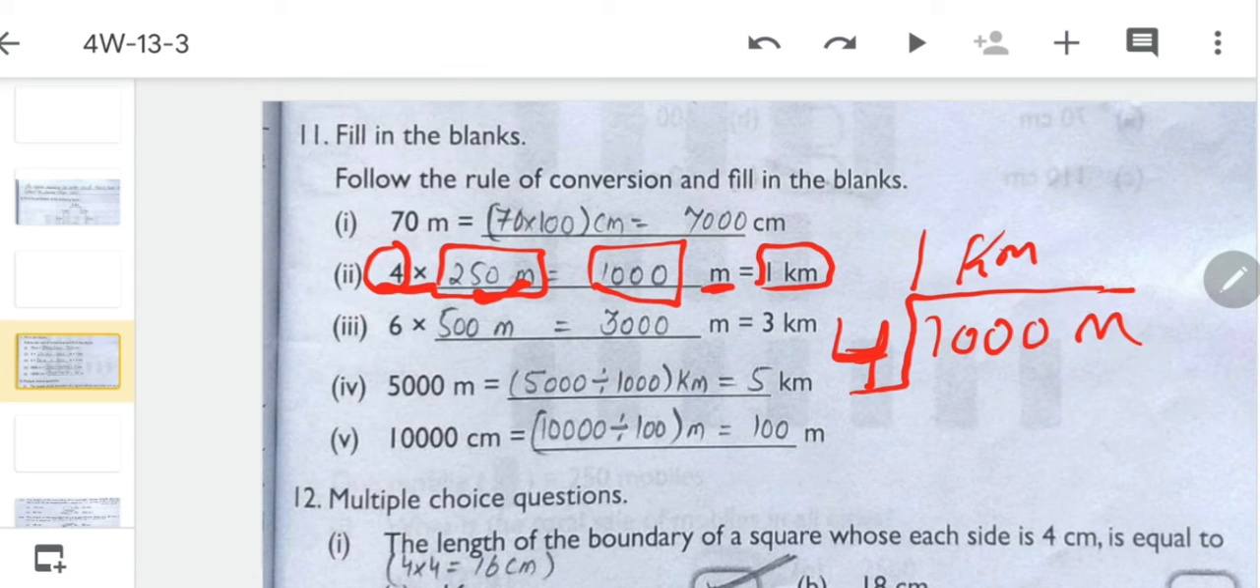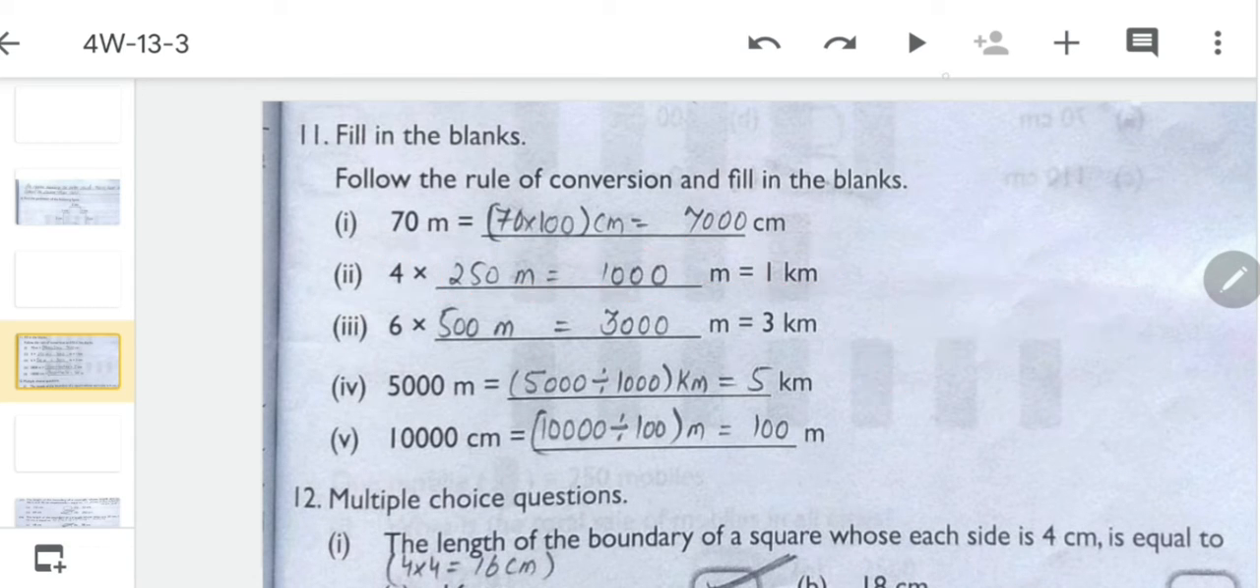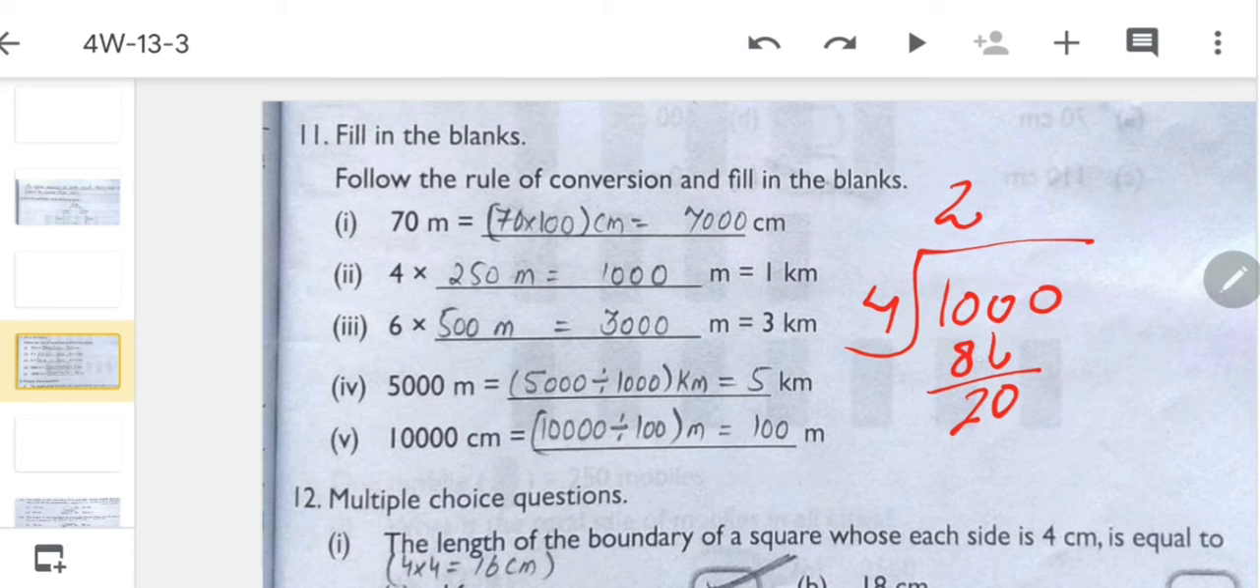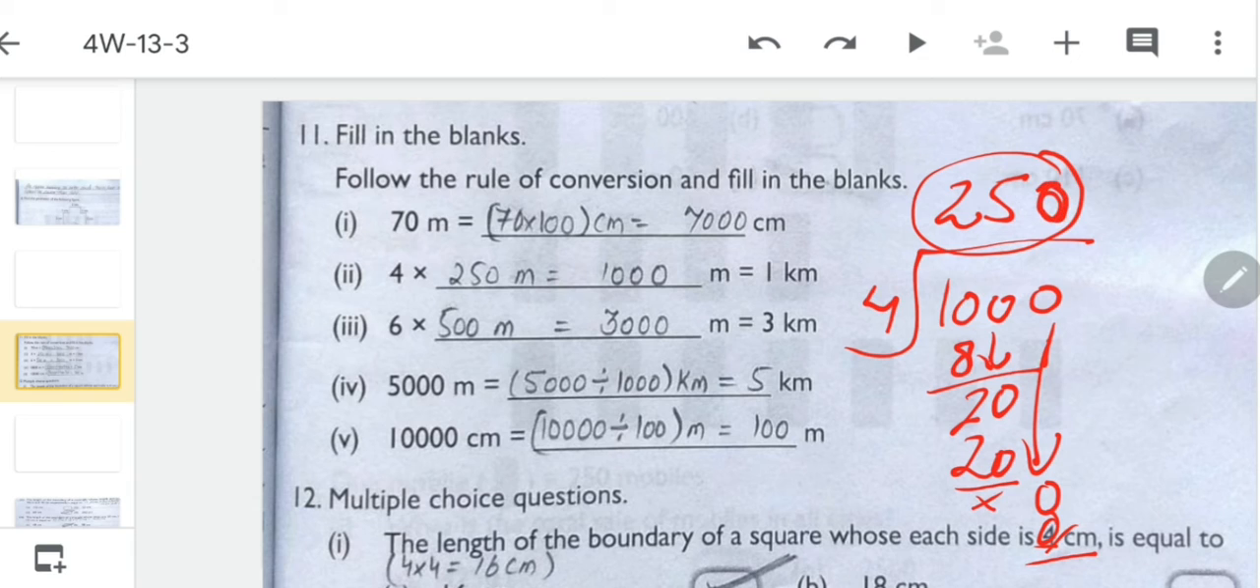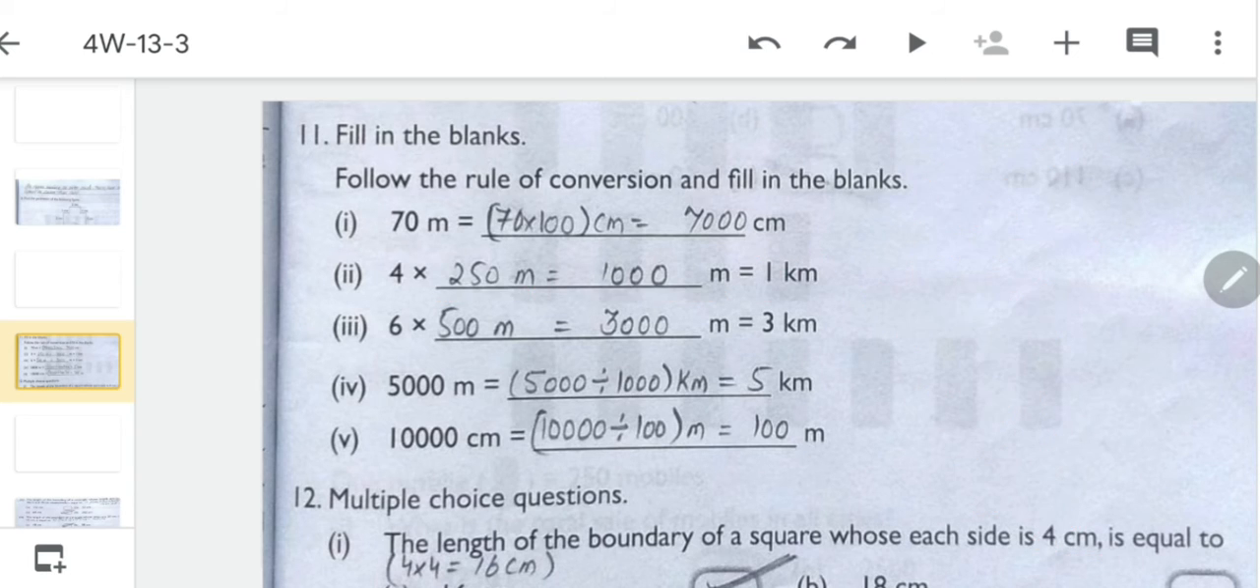So when we divide 1000 by 4, let's have a look at this division. 2, we have then 20 here, so 5 and 0 for this 0. So that means we have to multiply 4 with 250 to get a product of 1000 meter, and then 1000 meter is equal to 1 kilometer.